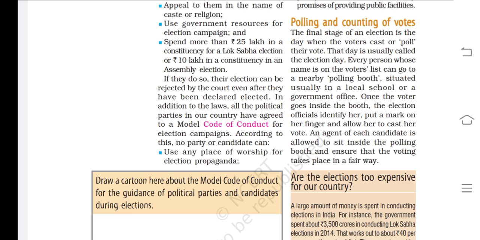Every person whose name is on the voters list can go to a nearby polling booth, situated usually in a local school or a government office.